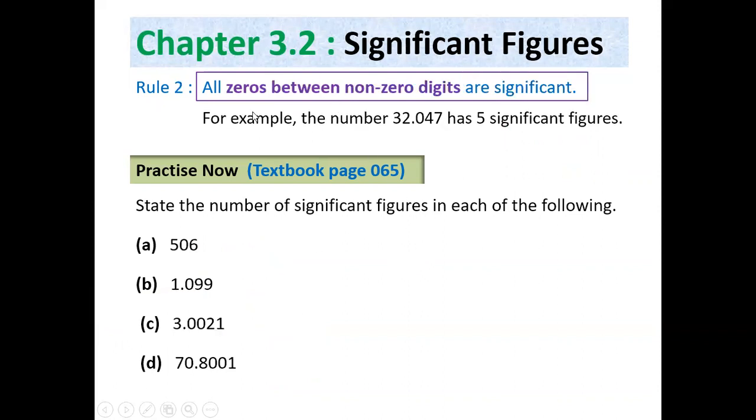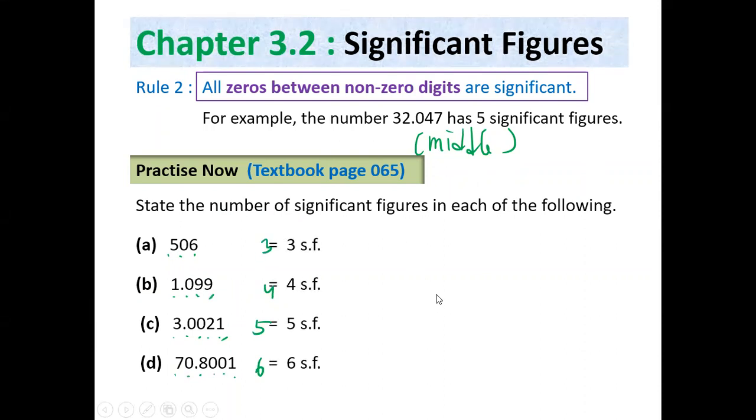Now, all zeros between non-zero digits. So all zeros in the middle are significant. 1, 2, 3, 4, 5, 6. Oh wait, this is 4, 5, this is 6, this is 4, this is 3. That's all. Got it? I think it's quite simple. All zeros between means in the middle. Every zero located in the middle of the number has to be a significant figure.